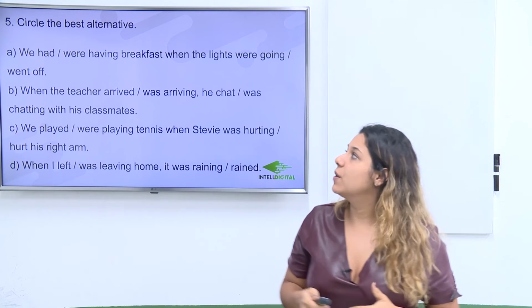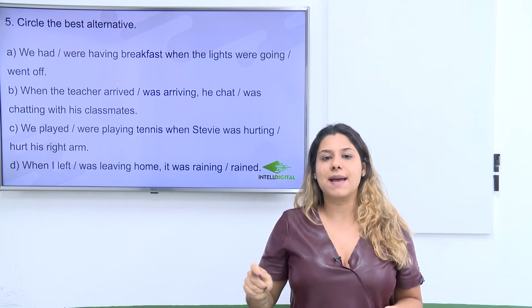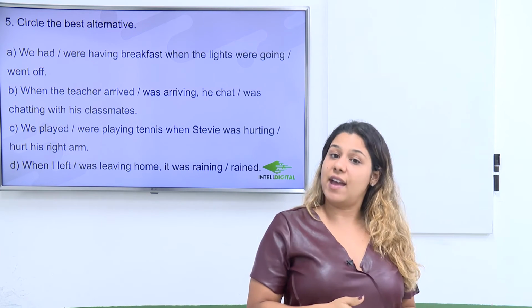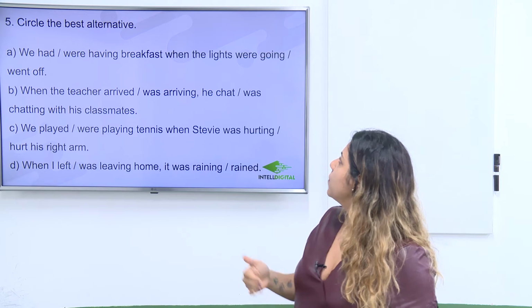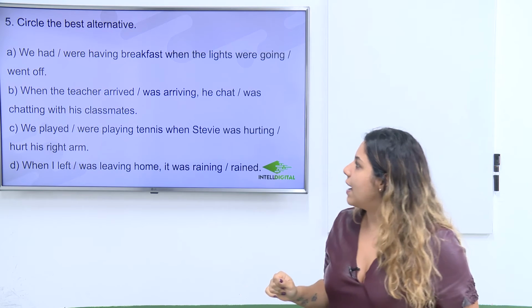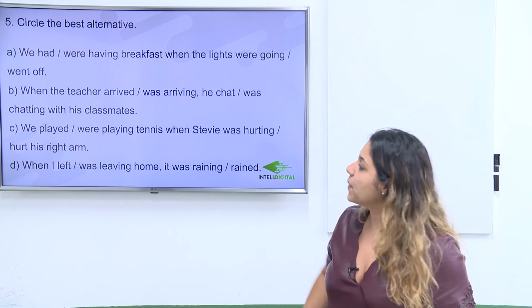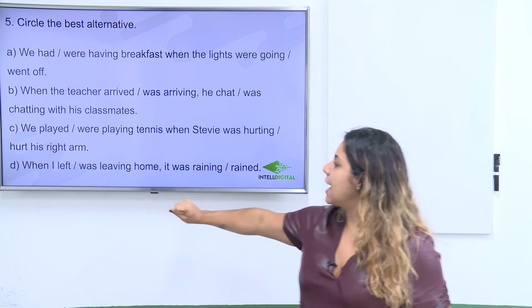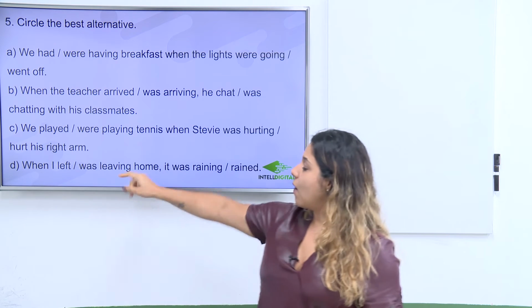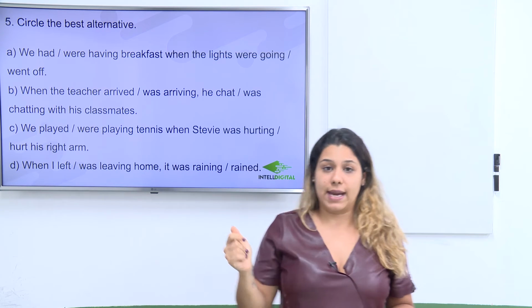Now, you must circle the best alternative. In your notebooks, you must write the best answer, okay? So we have A, we were having breakfast when the lights were going or went off. B, when the teacher arrived or was arriving, he chatted or was chatting with his classmates. C, we were playing tennis when Stevie was hurting or hurt his right arm. Or letter D, when I left or was leaving home, it was raining or rained, okay?